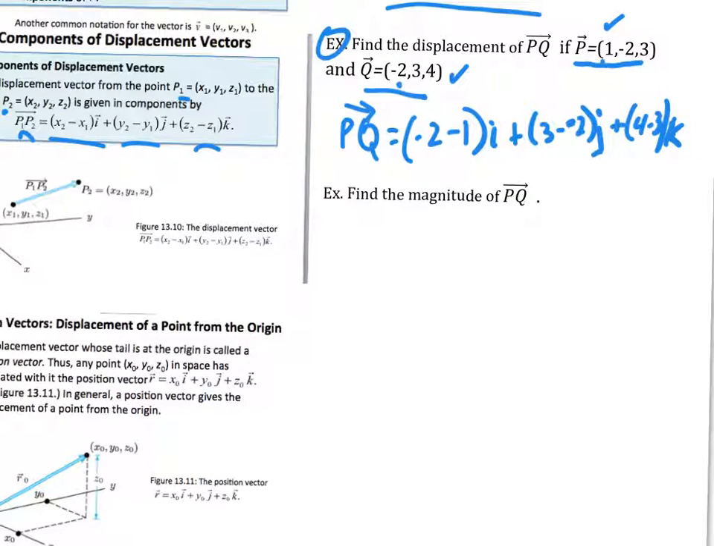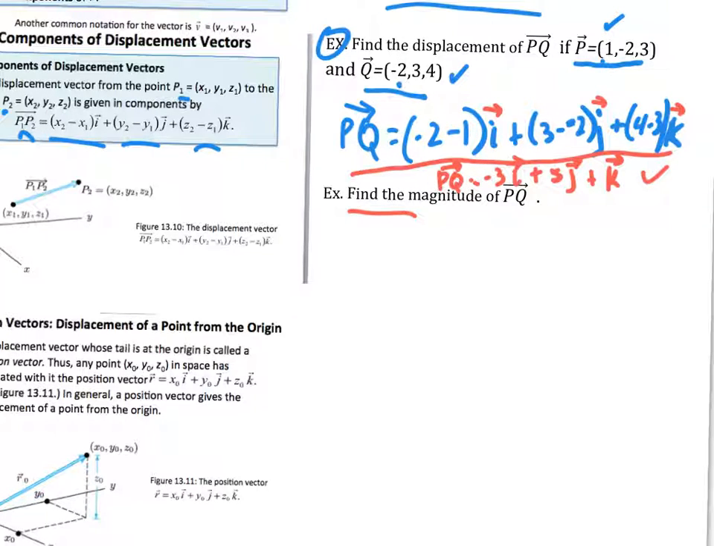One thing I haven't been doing is putting the little vectors over I, J, and K, and I should do that, because those are definitely vectors. Sometimes we call them unit vectors, but this is the form that we want to put this in, and then I can simplify this down. So I get -3I plus 5J plus K.